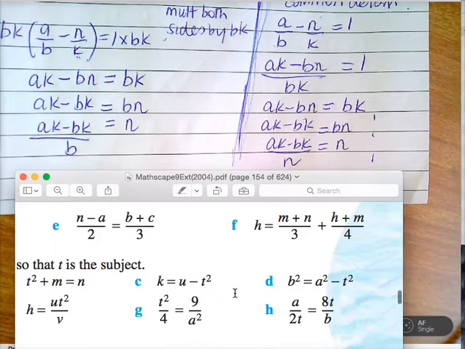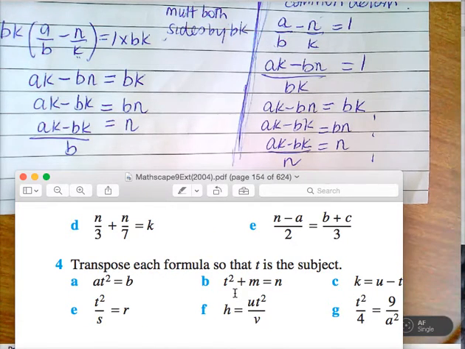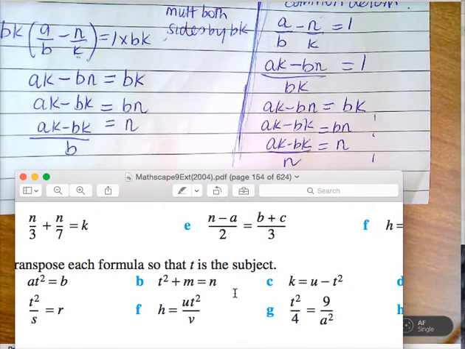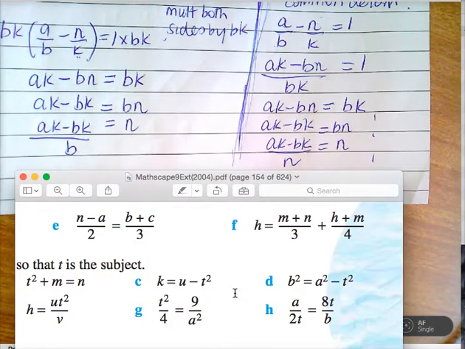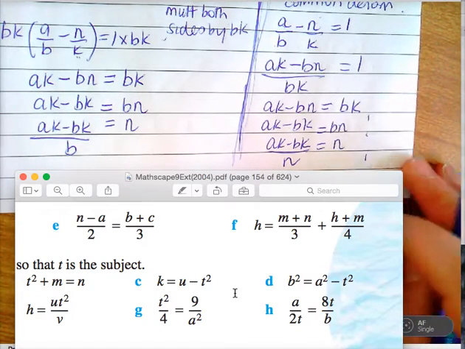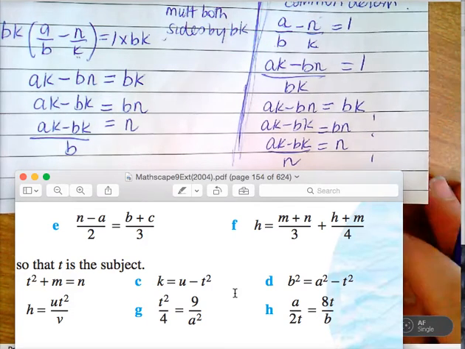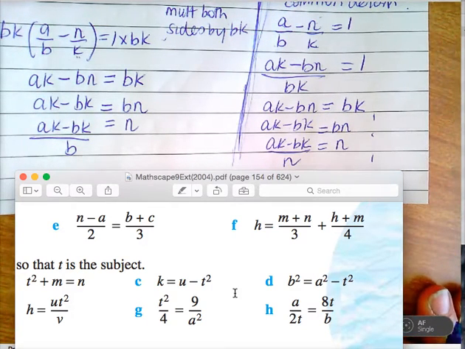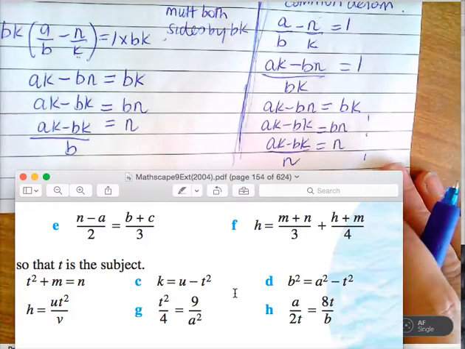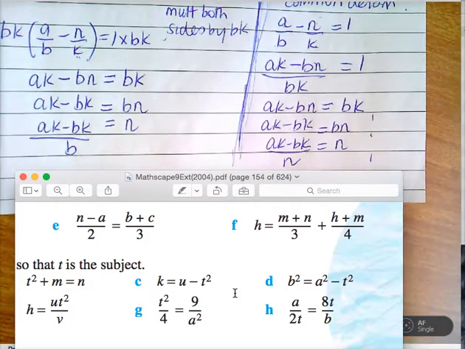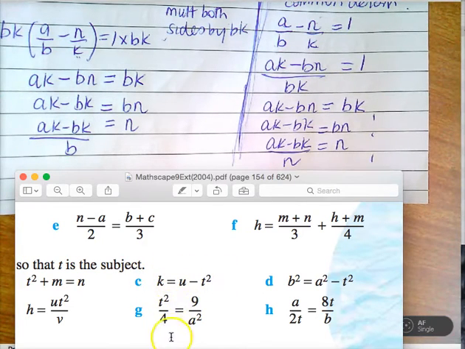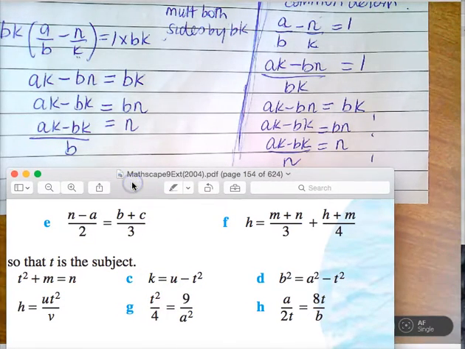Next, girls, I'm doing question 4. Please stop talking. I'm doing 4B. No, I'm doing 4C and 4G. 4C and G for those that want to start. Make T the subject. This is the one there. Girls, I'd like to get started.